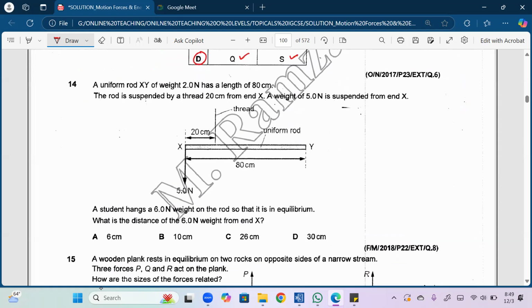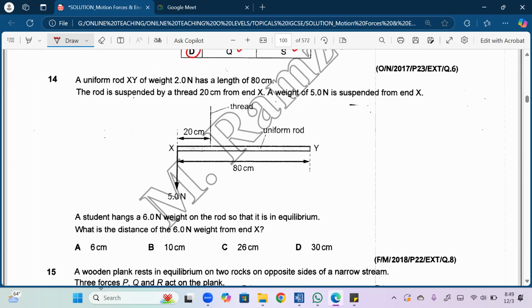Okay. Question number 14. In this question, a uniform rod XY has 2 Newton weight, has a length of 80 centimeter. Now this is 80 centimeter. It means weight would be somewhere acting here, which is around 40 centimeters on either side. This is 40 centimeters on either side. Now a weight of 5 Newton is suspended from end X. So the thread is over here. It means this point is taken as a pivot point.